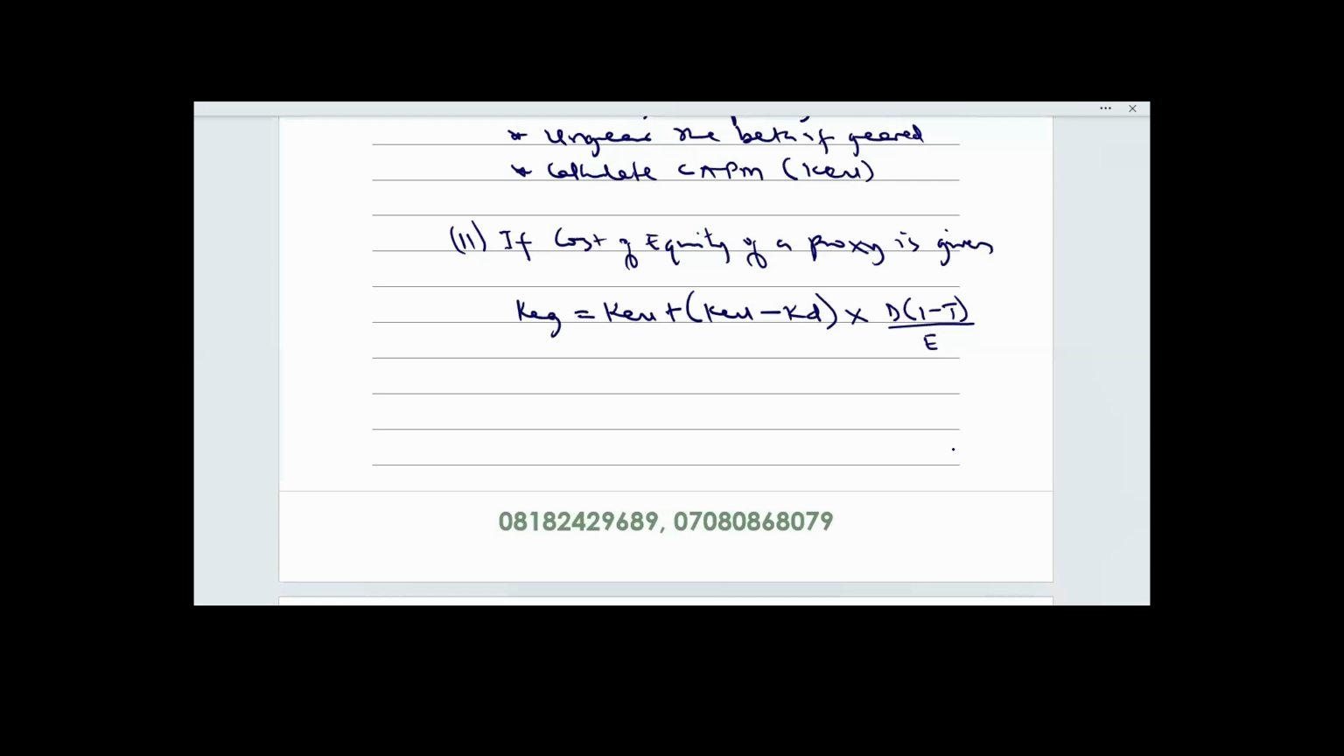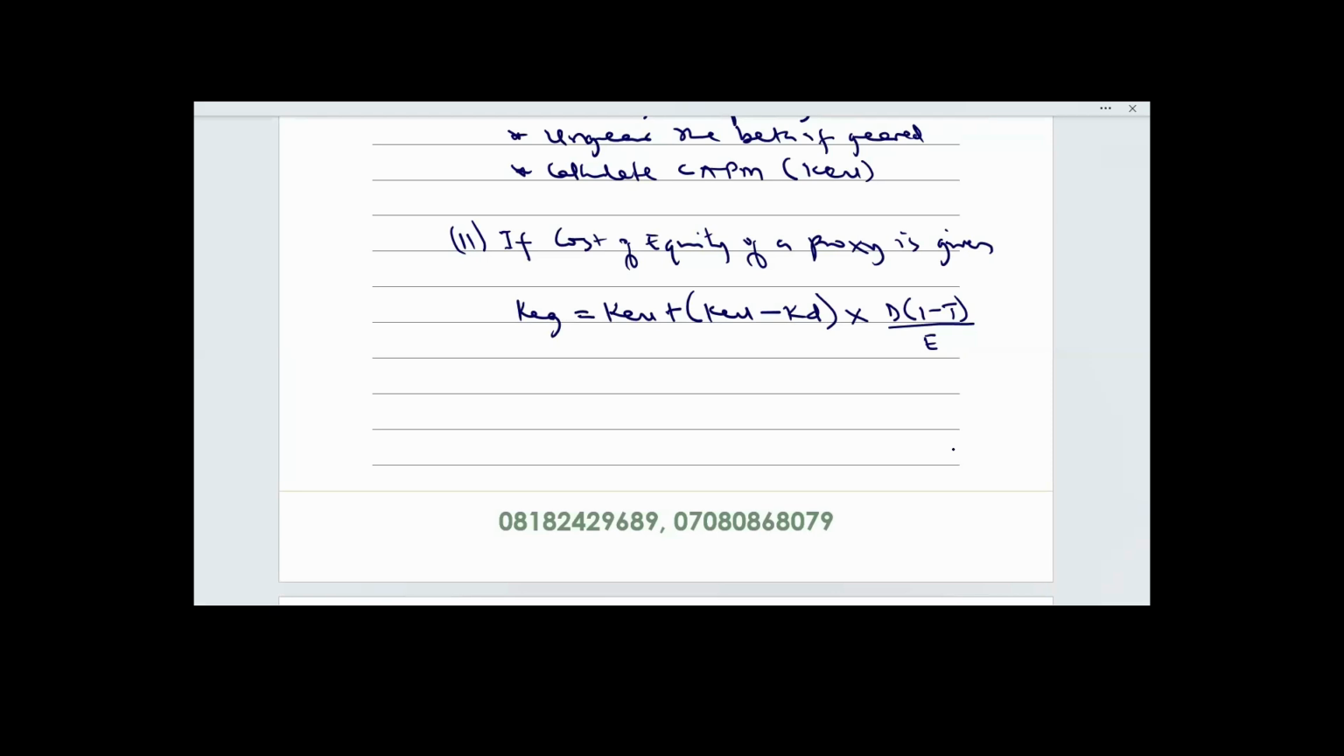KEG is the cost of equity of a geared company. KEU is the cost of equity ungeared, which you are looking for. This KEG will be given to you. So KEU, cost of equity ungeared, will not be given. That's what you want to calculate. That's the subject of the formula.